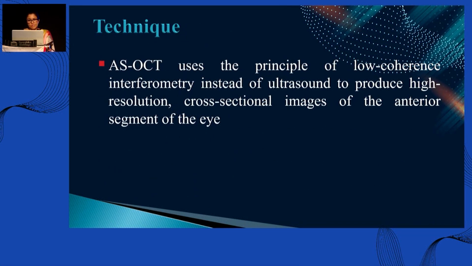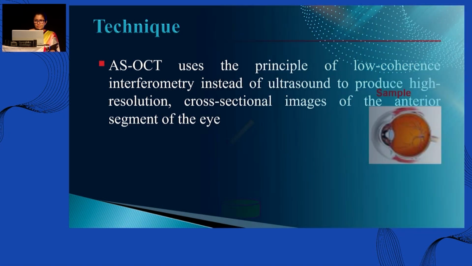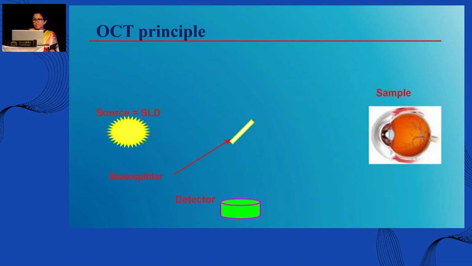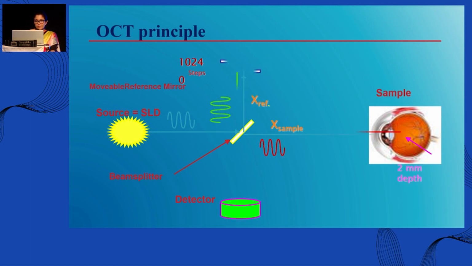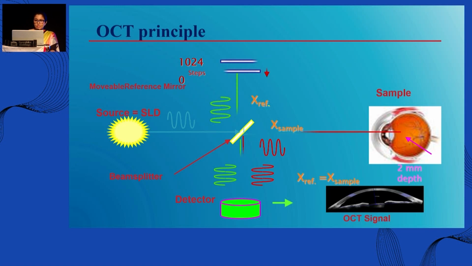Anterior segment OCT uses the principle of low coherence interferometry instead of ultrasound to produce high resolution images. So the ASOCT technique measures the delay and the intensity of the light reflected from the tissue structure being analyzed, and compares it with the light reflected from a reference mirror. And the signal intensity depends on the optical properties of the tissues. And then the device uses these signals to construct a sagittal cross-sectional image of the structure being analyzed.